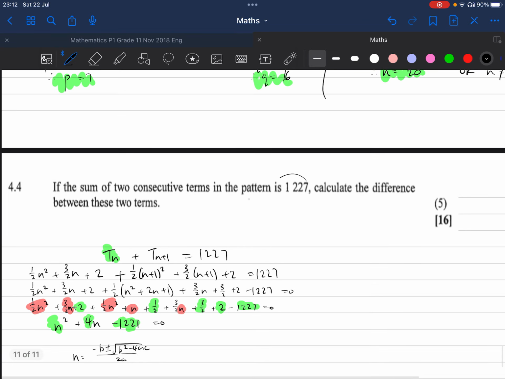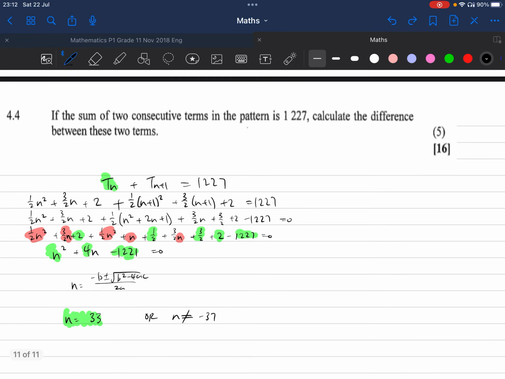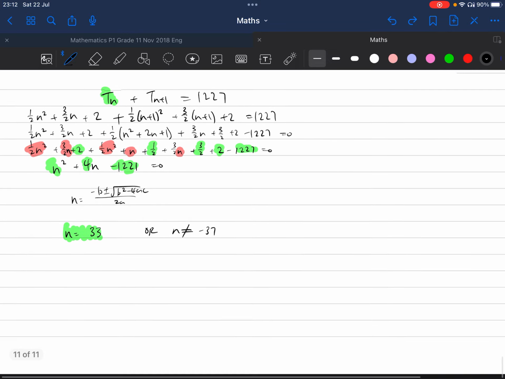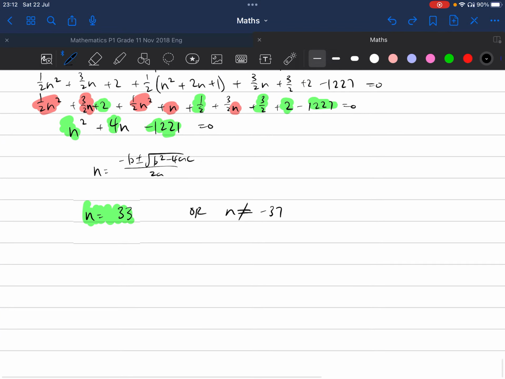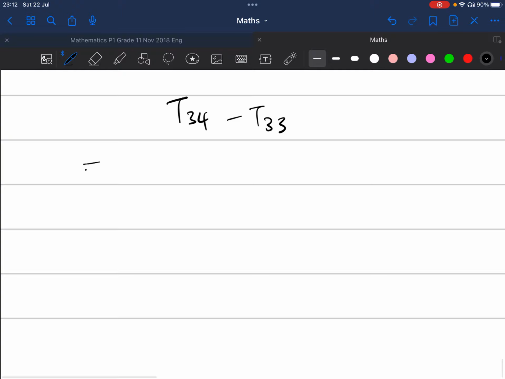It said the sum of the two consecutive terms is 1227. So we found where those two terms are. We now know the value of n. We know that n is 33. So that means if you take T33 plus T34, because that's the next term, two consecutive terms, we're getting 1227. But now they're telling us to find the difference between those two terms. So now we know which term it is, we can easily just subtract. So now we're going to say T34 minus T33.